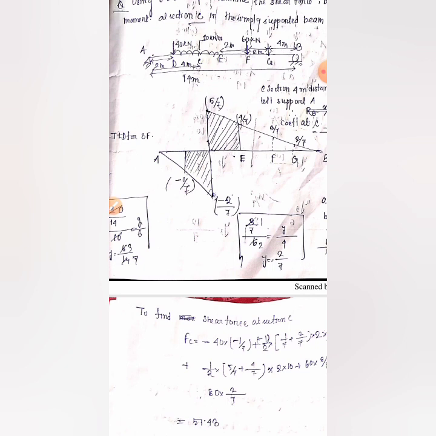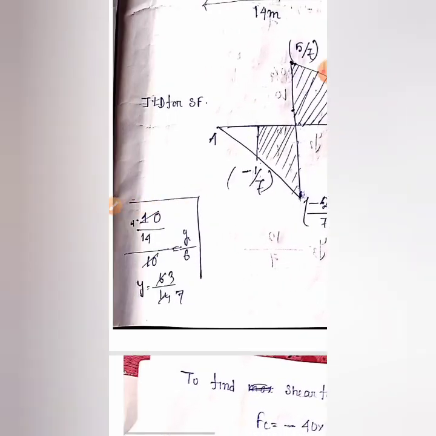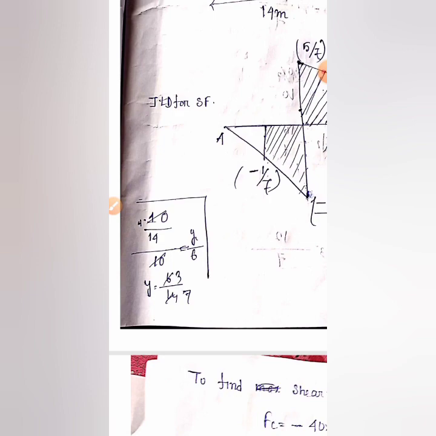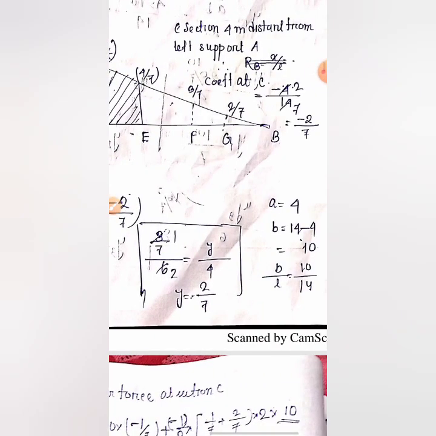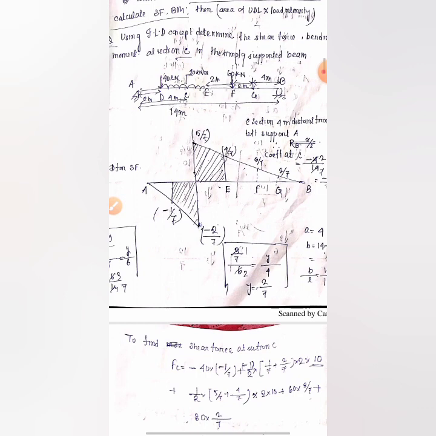So what will be the area? The area will be half into the summation of the parallel sides, that is minus 1 by 7 plus minus 2 by 7, into the perpendicular distance. That means the distance we will get from this question. The other things are similar: in that portion I found out the values of y1, y2 with the help of the property of similar triangles. I have shown it in the previous question, and these are similar.